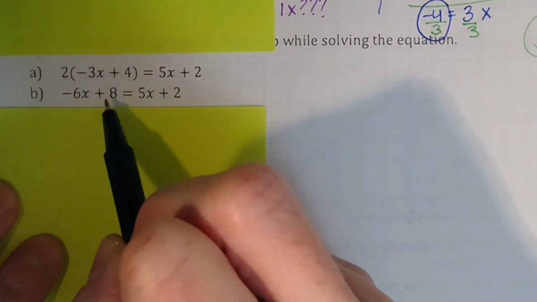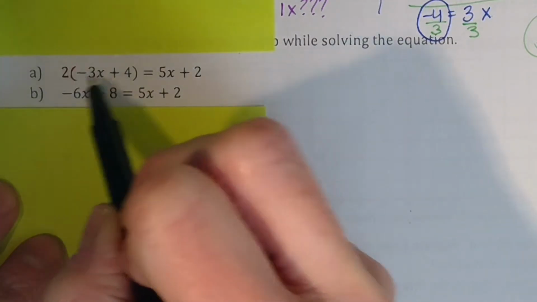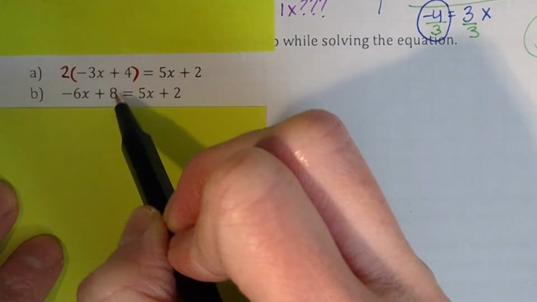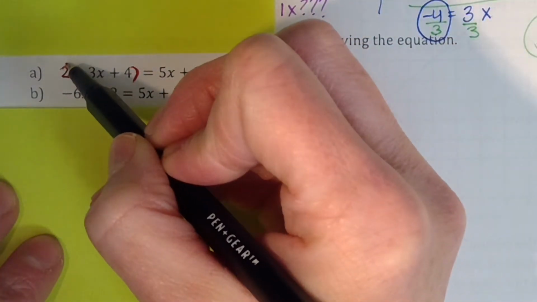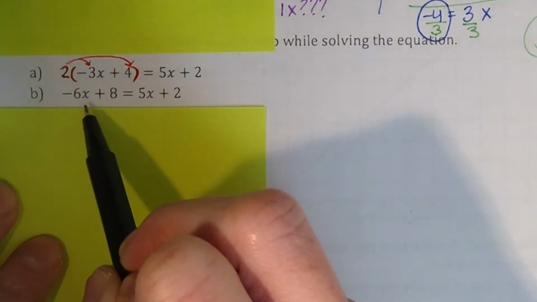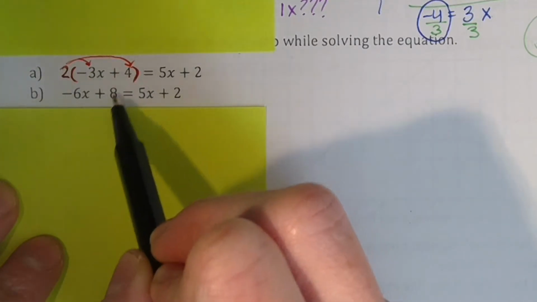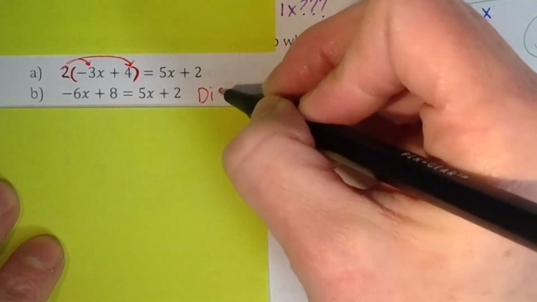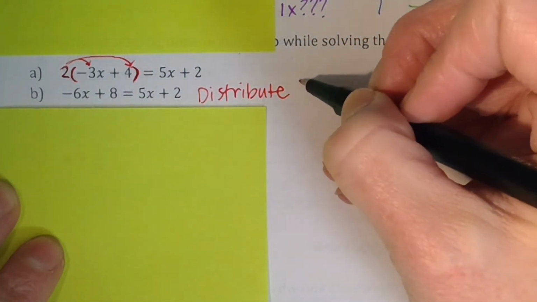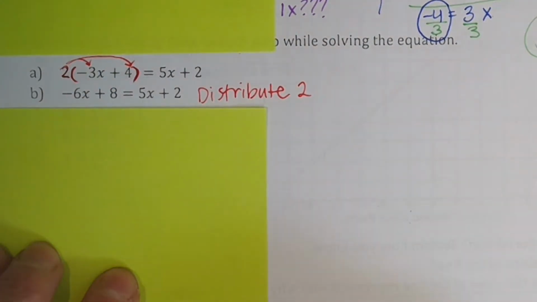So if I look on the left, well, the 2 in the parentheses disappeared. Whenever we have a number outside the parentheses like this, we can distribute. And if we look at the numbers, 2 times negative 3x is negative 6x. 2 times 4 is 8. So they distributed the 2. That's just a straight simplifying step.